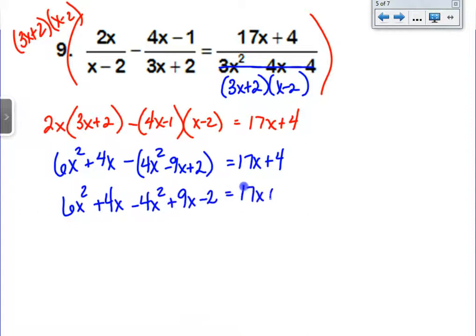And because it's a quadratic, we're going to have to bring everything to the left and collect our like terms. So I've got a 2x squared. Okay, that would be a 13x.